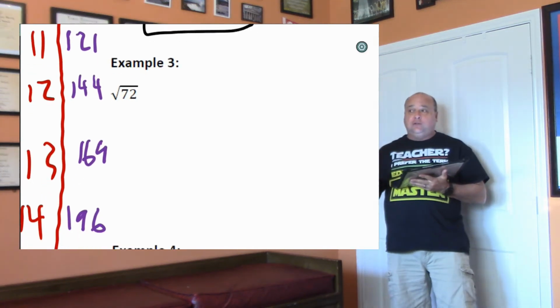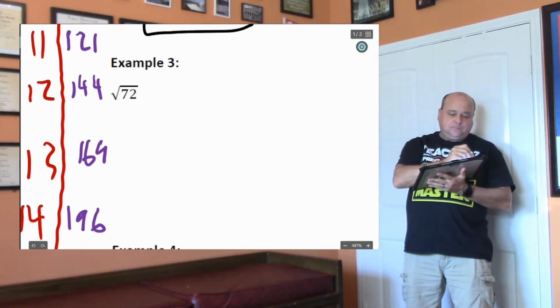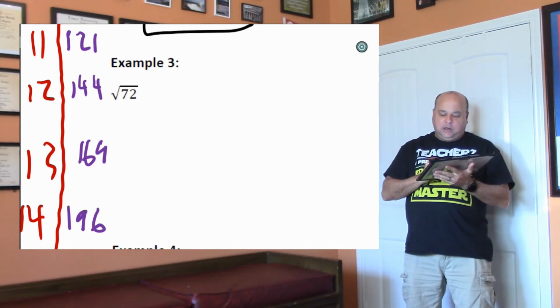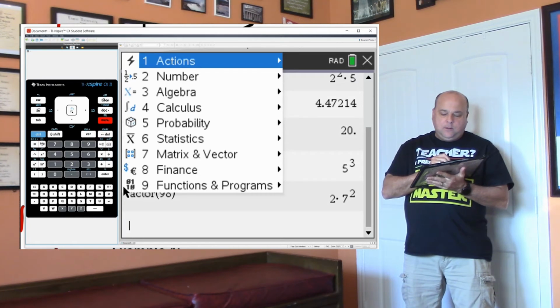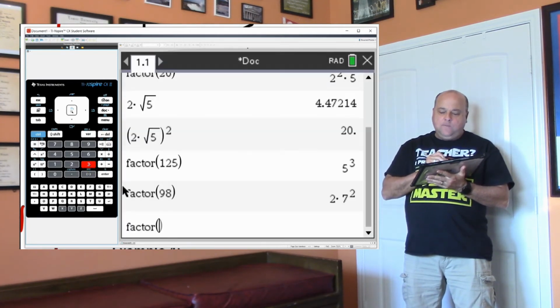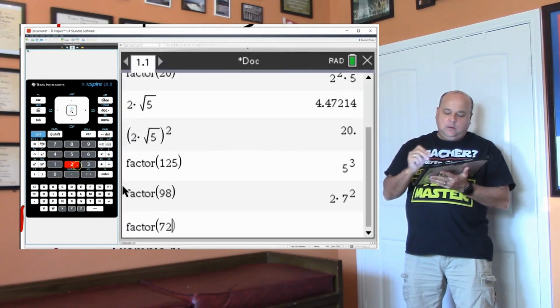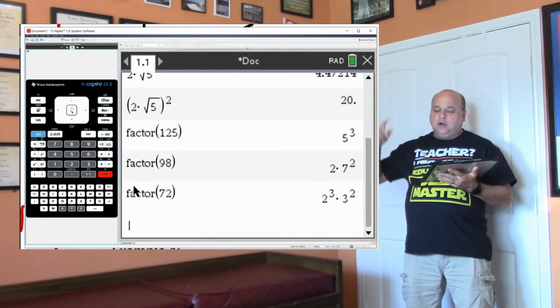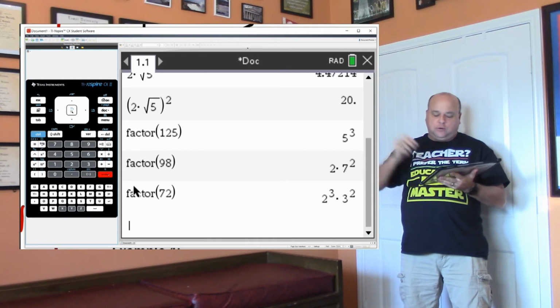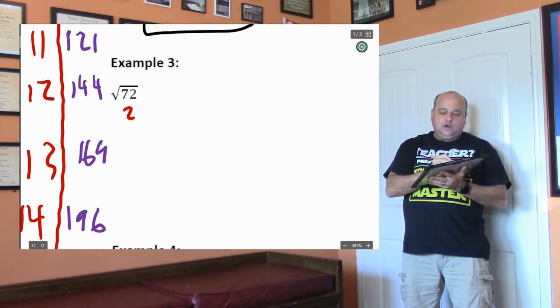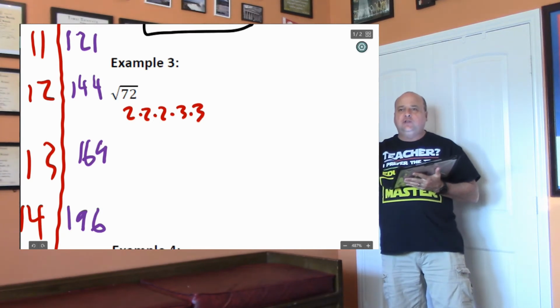Now then, 72 is a little bit different. Not different, but there's going to be more than one pair. So let's go to the calculator. Menu, number, factor, 72, enter. And notice we get 2 cubed times 3 squared. So I need 3 2's and 2 3's. So I'm going to go to my paper. 2 times 2 times 2 times 3 times 3. I need 3 2's and 2 3's.